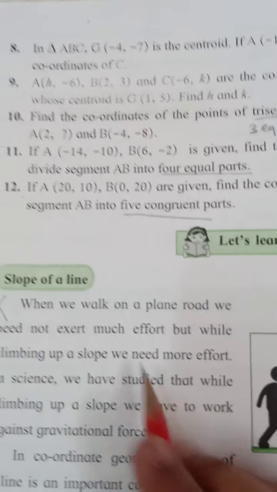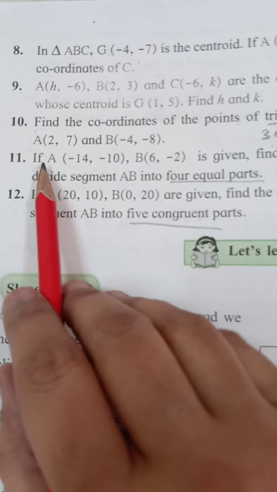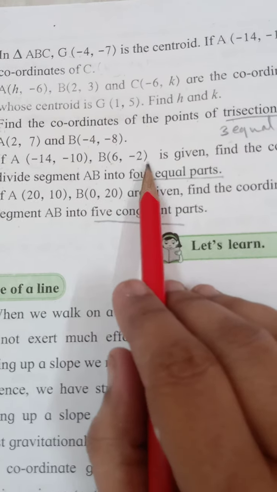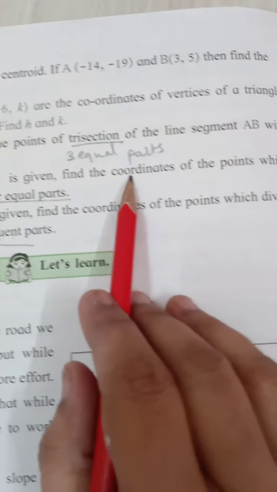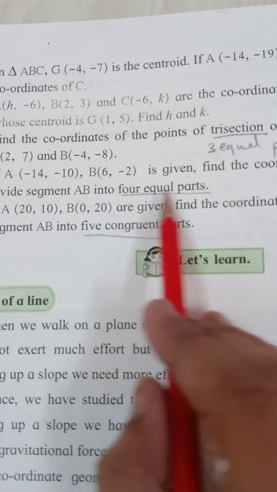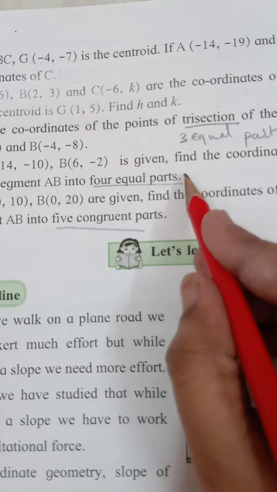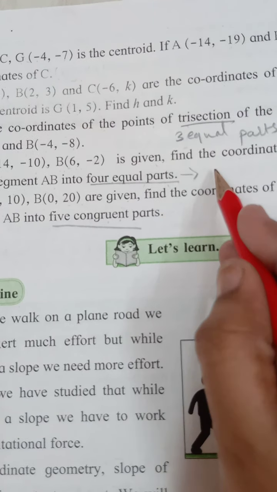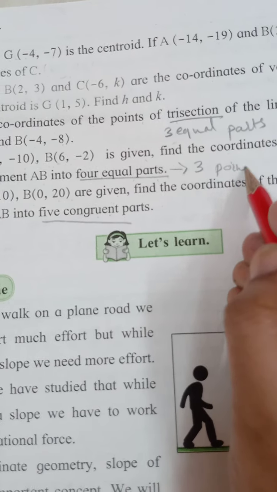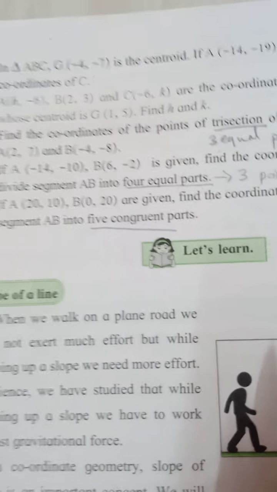Now we'll start question number 11. If A is (minus 14, minus 10) and B is (6, minus 2), find the coordinates of the points which divide segment AB into 4 equal parts. I have explained for 4 equal parts how many points we have to take? 3 points. Okay. So now we will see how to solve question number 11.